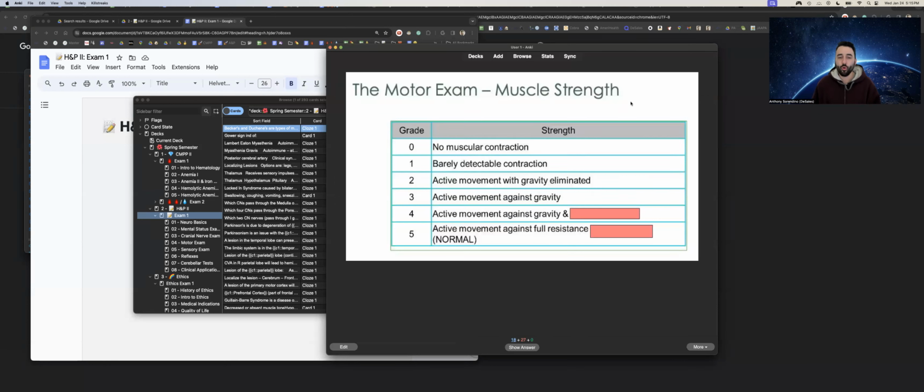All right. 4, active movement against gravity and partial resistance, and 5, active normal against full resistance and gravity. Oh, without fatigue. Okay. So 4 is active movement against gravity and some resistance, like somebody pushing me and I can resist them and I have gravity. That's a 4. Full resistance without fatigue. So I have my full weight and you can lift up probably a weight without fatigue. That's a 5.